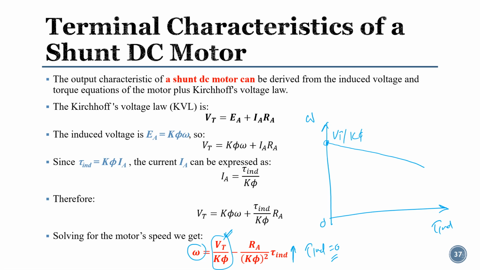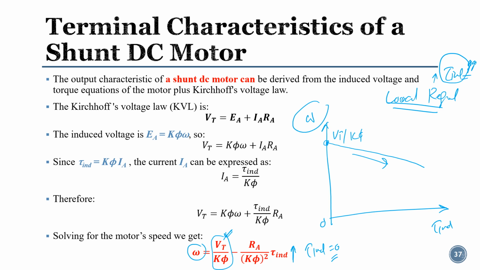So in the shunt DC motors, as your load requirements are increasing, meaning the required induced torque is increasing, the speed of your motor will be decreasing. This is the basic characteristic of the shunt DC motors.